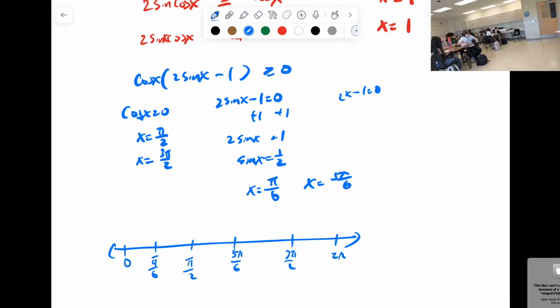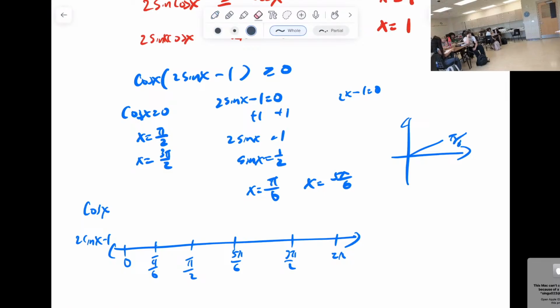Okay, so let's test cosine of x times 2 sine x minus 1. What should I test? I cannot really test exactly pi over 12 because it'll be 0 to pi over 6. But as you know, on the first quadrant, your pi over 6 is right here. Now, is cosine going to be positive or negative? Let's look at cosine alone. Positive. Does that make sense? Because it's in the first quadrant. How about before pi over 2? Is it positive or negative? Positive. So how about pi over 2 to pi over 6?